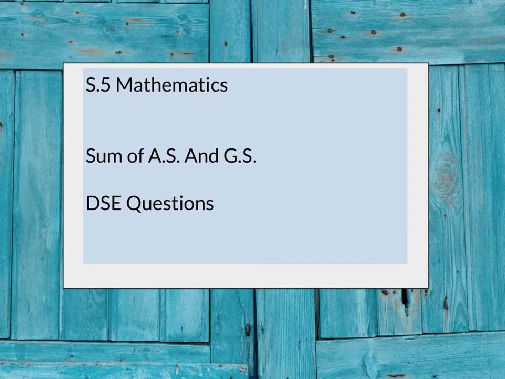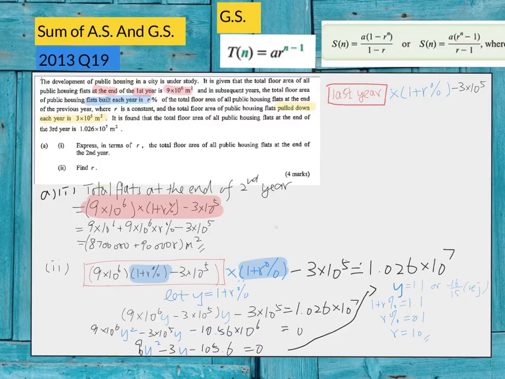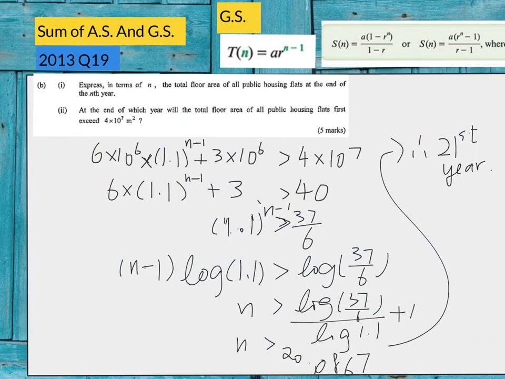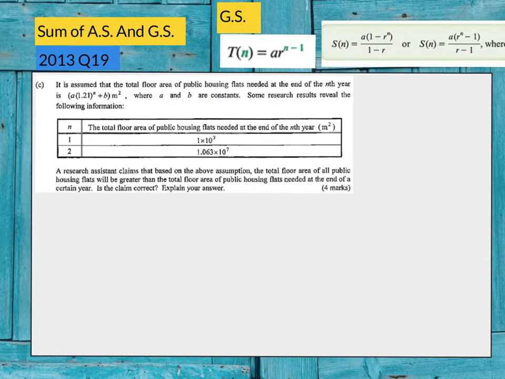In the last lesson, we discussed some of the AS and GS DSE questions, which is 2013 question 19. So this is part A that we discussed in the last lesson. And this is part B1 and part B2. So right now we are going to discuss question 19C.